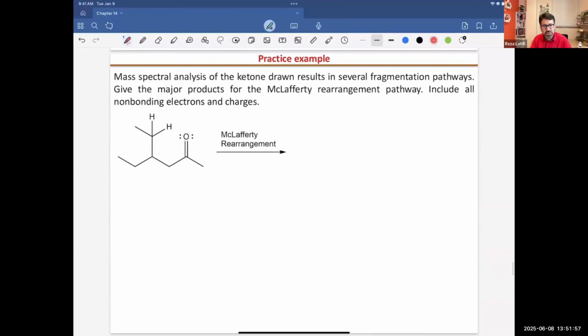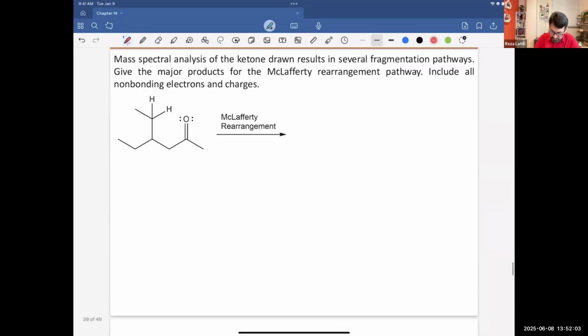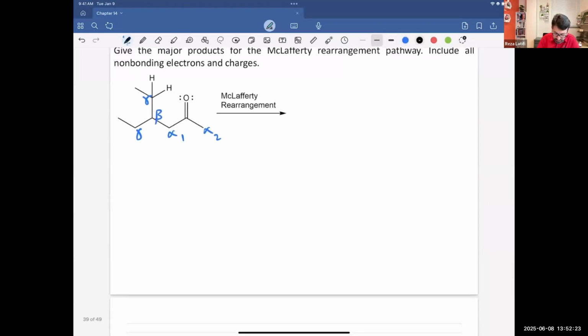I have one more example that I love to practice. Let's go through this one, and it will be a good example. Again, we have alpha1, alpha2, this one will be beta, and that's going to be gamma. I have 2 gammas and 2 alphas. Alphas are different, but the gammas are identical. So what do I get? I can have alpha cleavage. If I go through the alpha cleavage, let's say alpha1, we will get this.